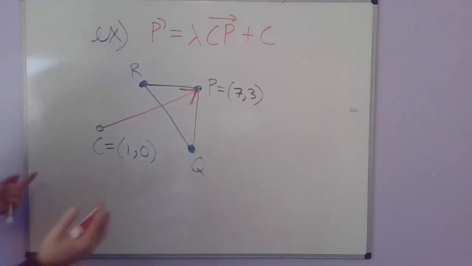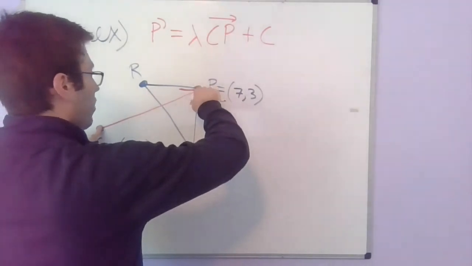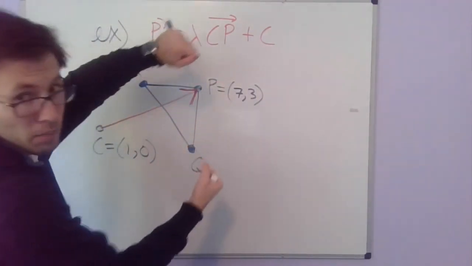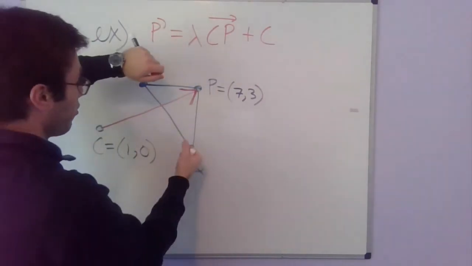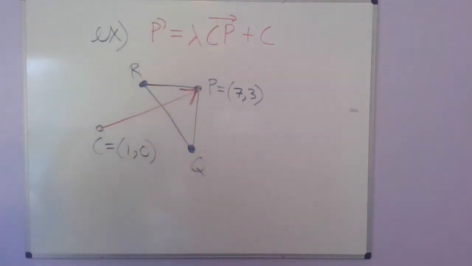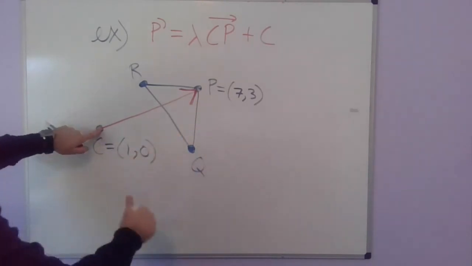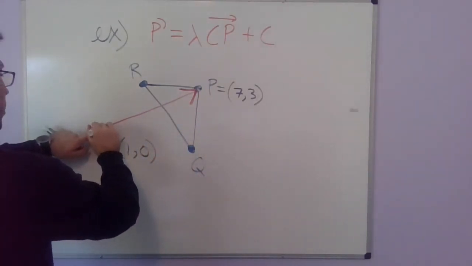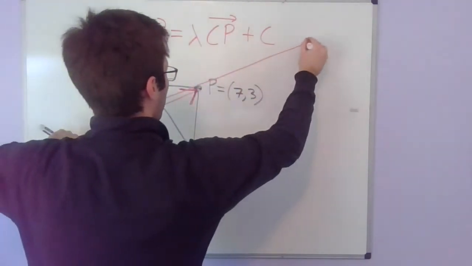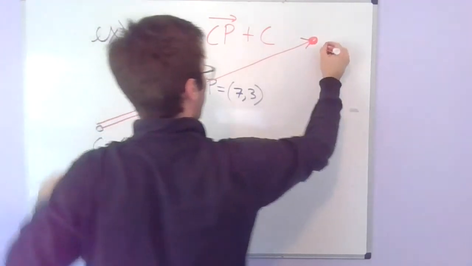So let's say I just wanted lambda to be 2. So I wanted this vector here to be twice as big. What happens is every single distance is going to be twice as big as well. It doesn't matter whether you think about the x direction or the y direction, it's going to be twice as big. So from C to P, I'm just making it twice as big. The point P prime would be about right here.